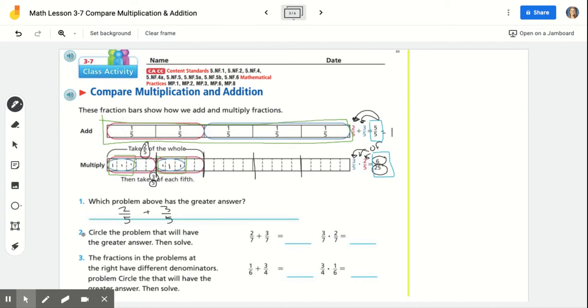So let's take a look at number 2. Circle the problem that will have the greater answer, then solve. So again, we're looking at the 2 fractions here, 2/7 plus 3/7, and then 3/7 times 2/7. Which one do you think is going to give us the bigger answer? Go ahead and circle it. Is it going to be this one or this one? Addition or multiplication? Bigger answer. Well, based on what we just learned with the previous one, we said addition for number 1. I'm thinking it is going to be addition for this one, but let's prove it.